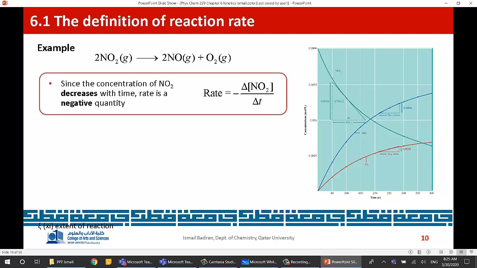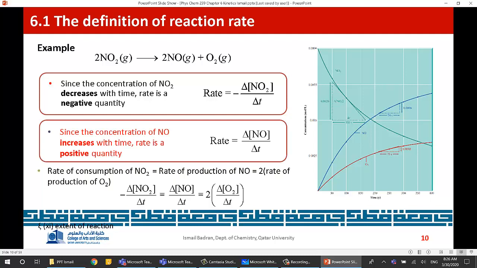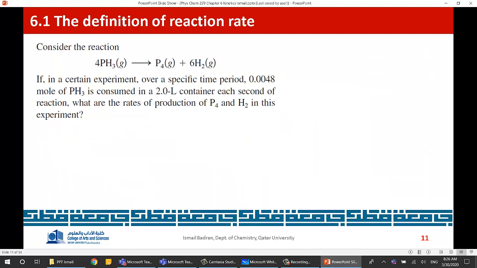So in this case, we can say that the concentration of NO2 decreases with time, and the rate is a negative quantity, and therefore we say the rate of NO2 is minus delta NO2 over delta t. And for NO, it's equal to plus delta NO over delta t. But for oxygen, it's going to be half of that value, because oxygen will have a lower value.